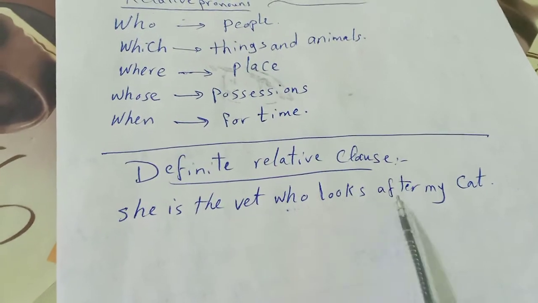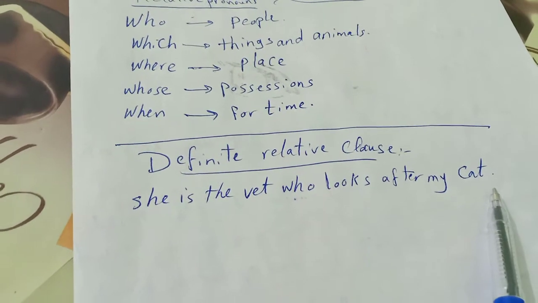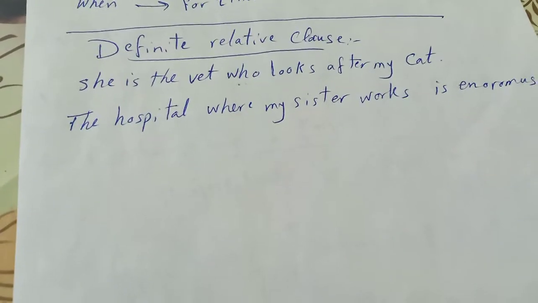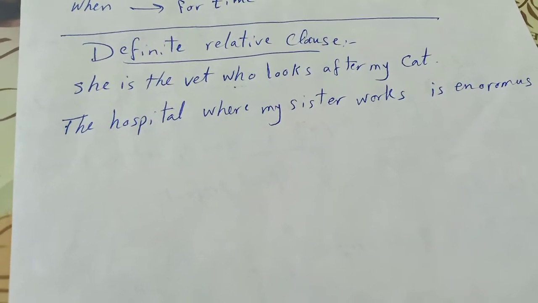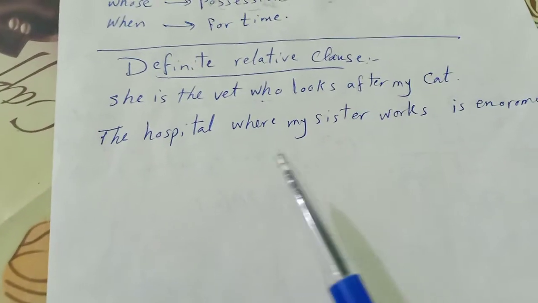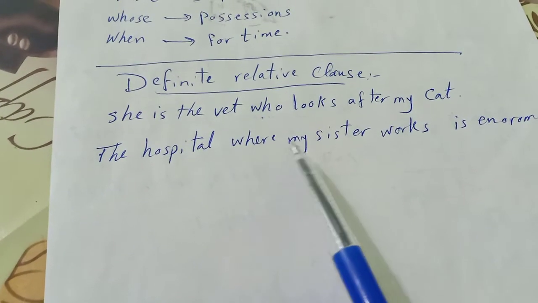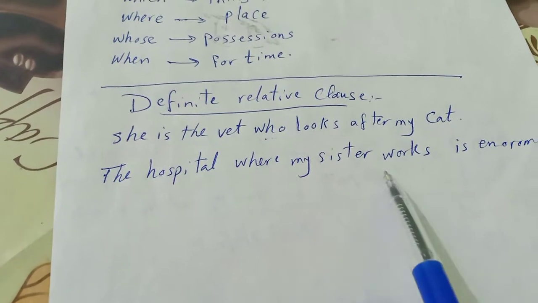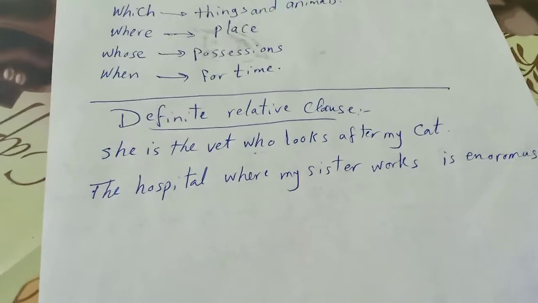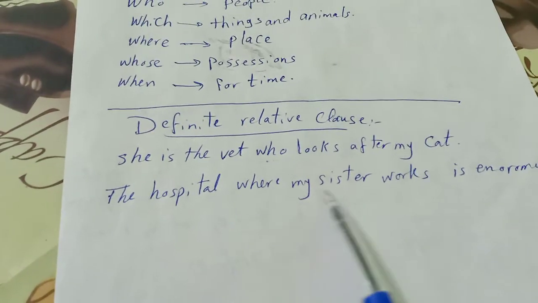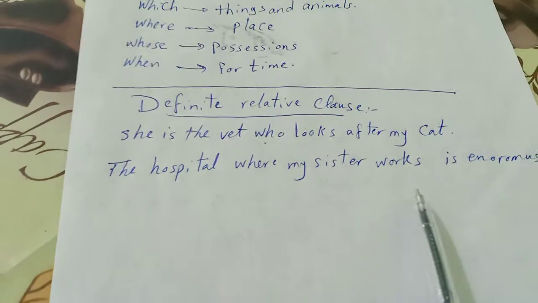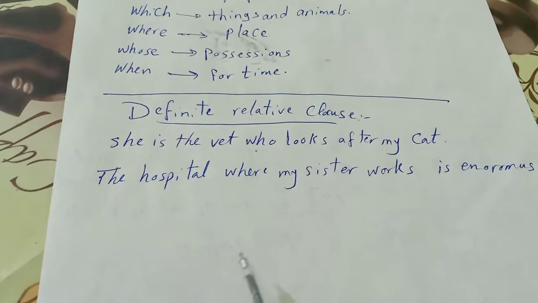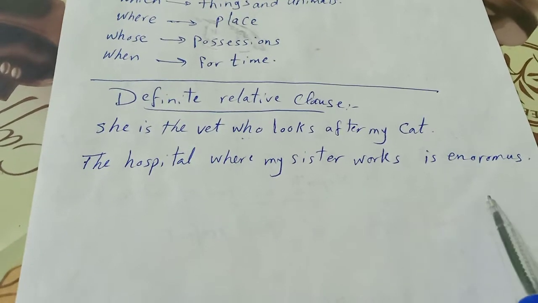She is the vet who looks after my cat. Okay. Here is another example. The hospital where my sister works is enormous. The relative clause where my sister works is in the middle of the sentence. The hospital is enormous. So this relative clause gives us information about this hospital. Okay, the hospital where my sister works is enormous.